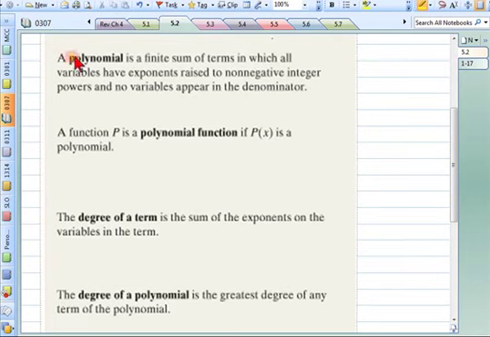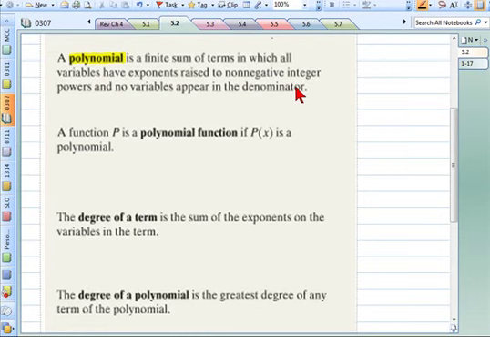All right, let's look at the next word, which can sometimes be considered confusing, but I hope it won't be for us. It is a polynomial. A polynomial is a finite, and that means countable, number of sum of terms in which all the variables have exponents raised to non-negative integer powers. Non-negative integers. You know what those are? Those are the whole numbers. 0, 1, 2, 3, 4, and so on. And no variables appear in the denominator.